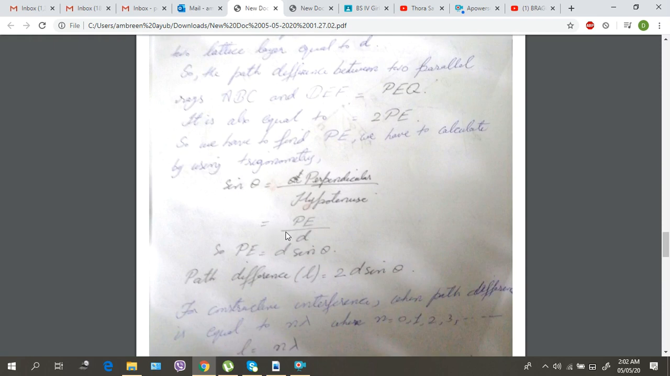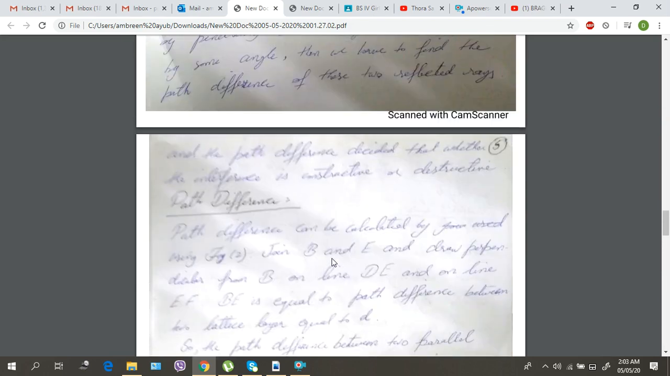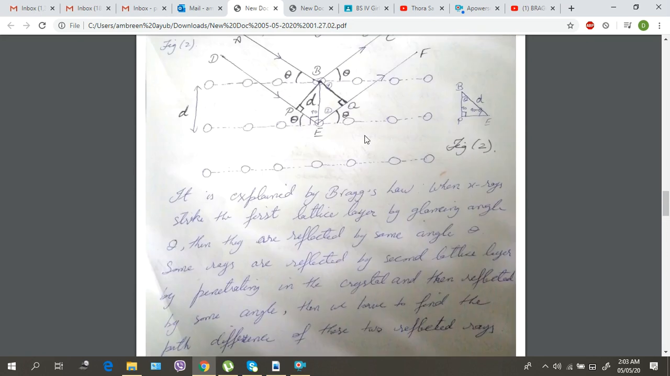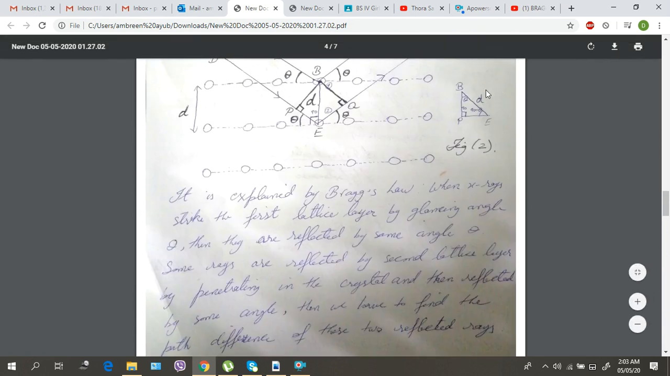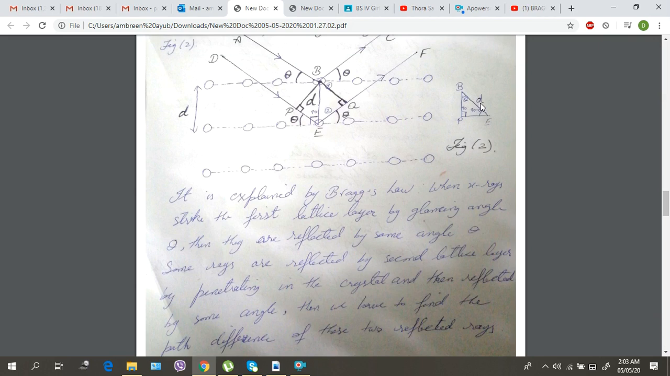So it is equal to PE over D. Perpendicular is equal to PE and that is D. So PE is equal to D sine theta. Clear, students, that we find this by using this right angle triangle. We have to find sine theta, and sine theta is equal to PE over D, and from here PE is equal to D sine theta.